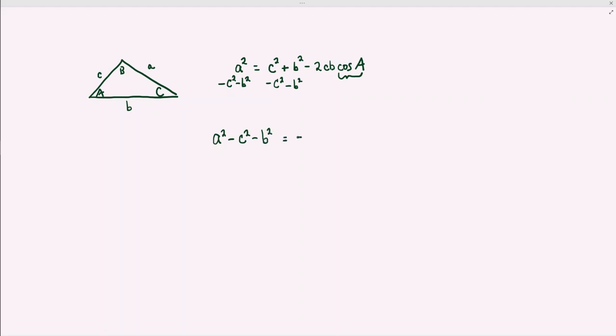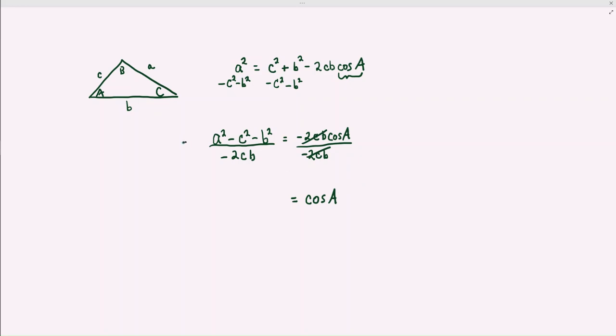is equal to negative 2 times c times b times the cosine of A, big A. And we'll divide both sides by negative 2cb. Okay, so this is going to divide out and make this side just equal to cosine of A.